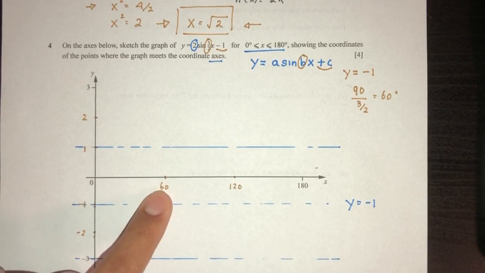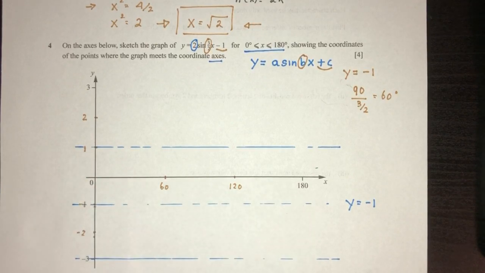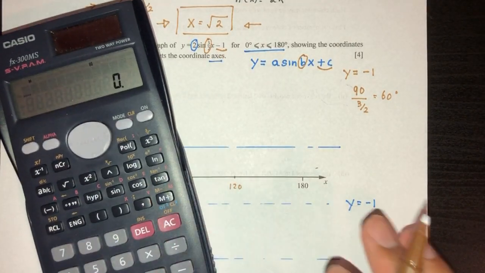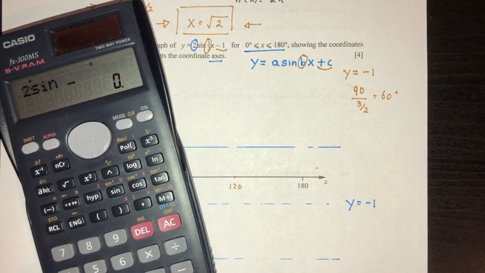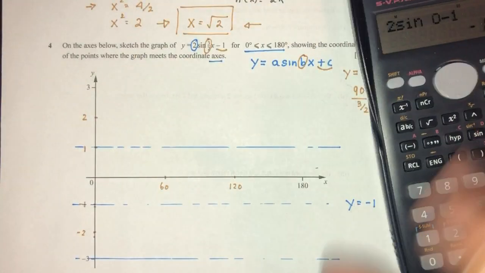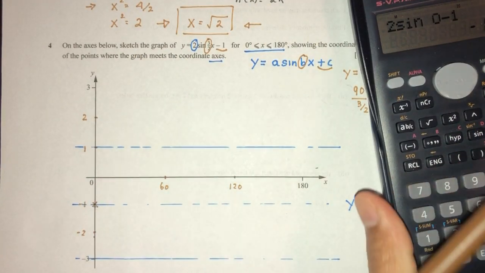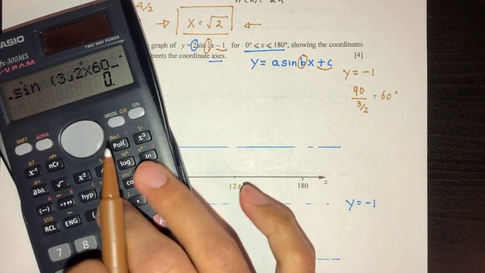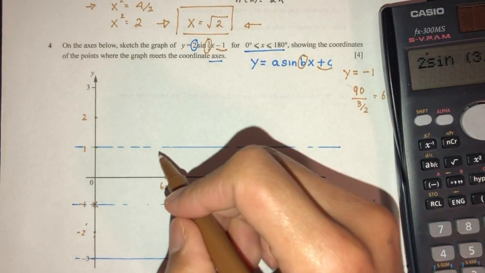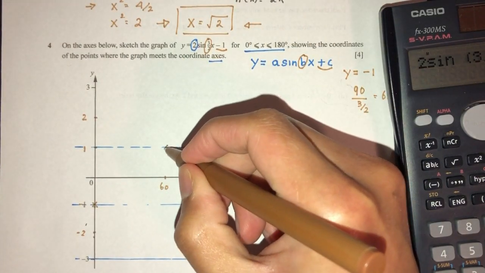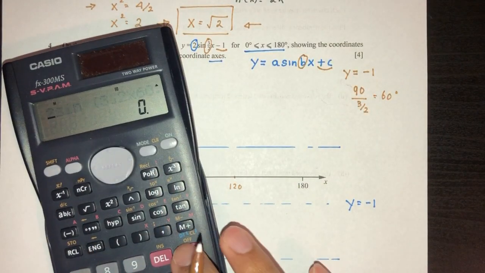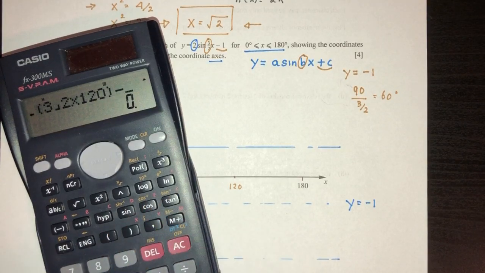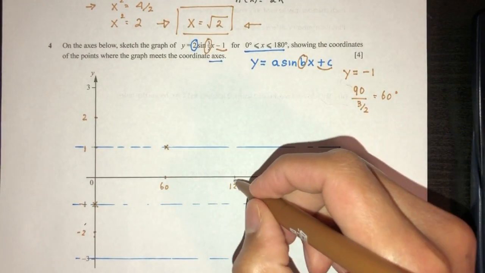Now let's find the values on these points. Replace back in your equation. So first, what is the value of y when x equal to 0? So you have y equal to 2 sine of 0 minus 1. That will be minus 1. So 0 will be minus 1. Now for 60, 2 sine of 3 over 2 times 60 minus 1. That will be 1. Okay. And for 120, 2 sine of 3 over 2 times 120 minus 1 equal to minus 1.